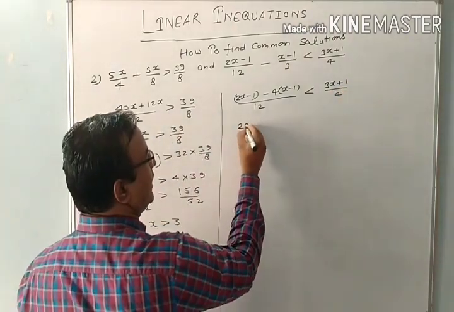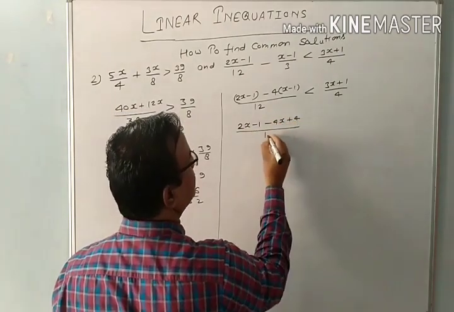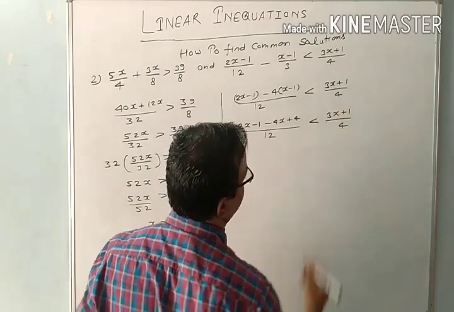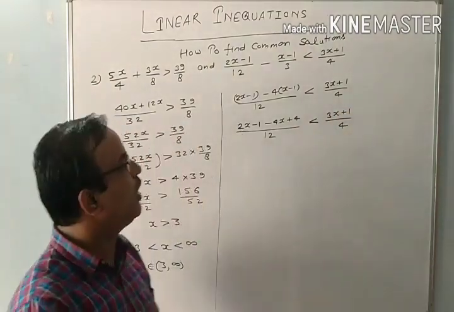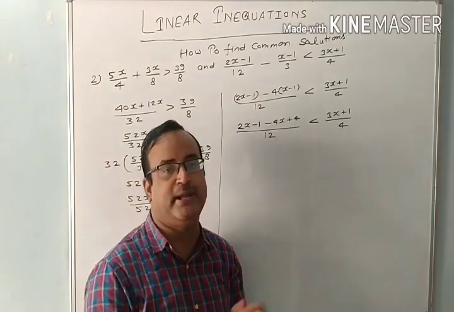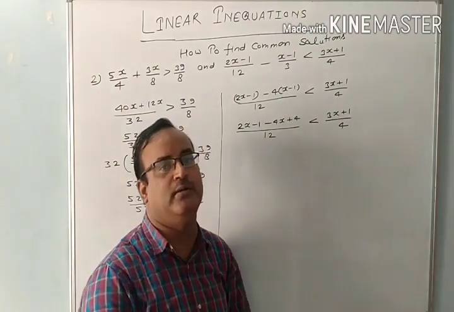We can write (2x minus 1) minus (4x plus 4) by 12 is less than (3x plus 1) by 4. So now we will solve it. What is the LCM of 4 and 12? The LCM of 4 and 12 is 12. So we will multiply by 12 on both sides.